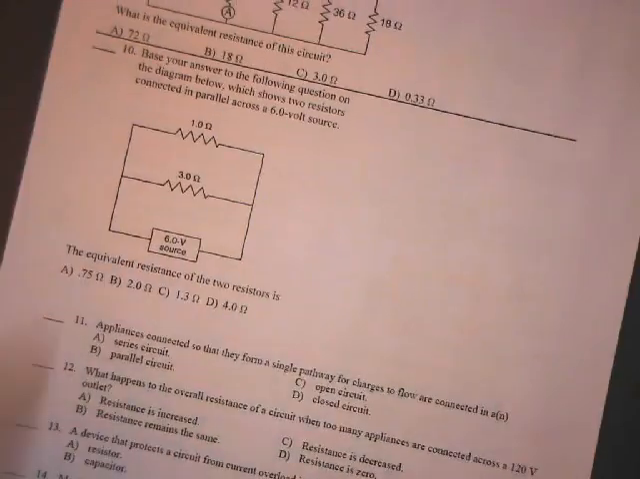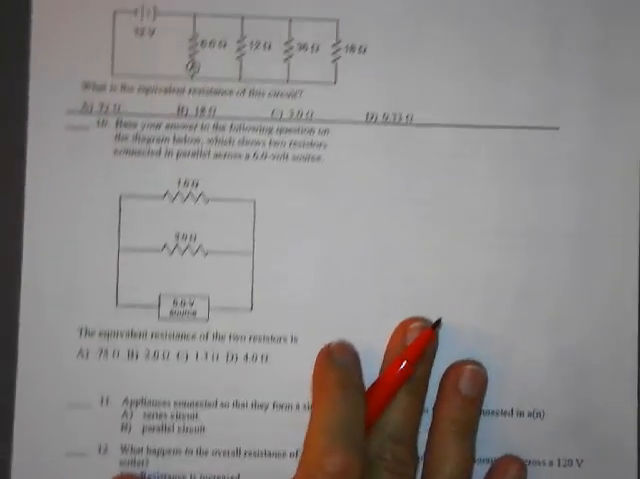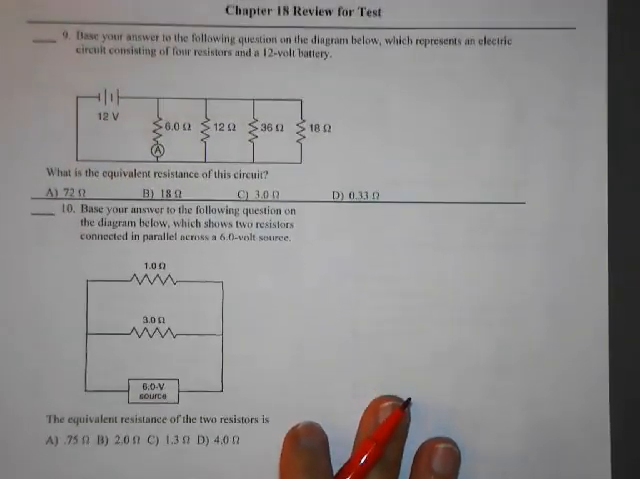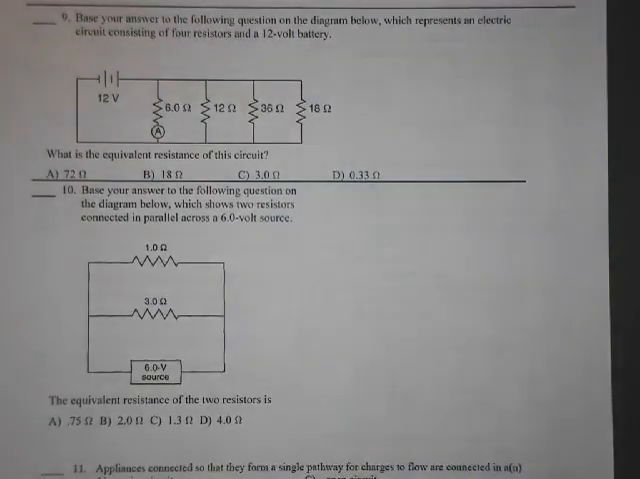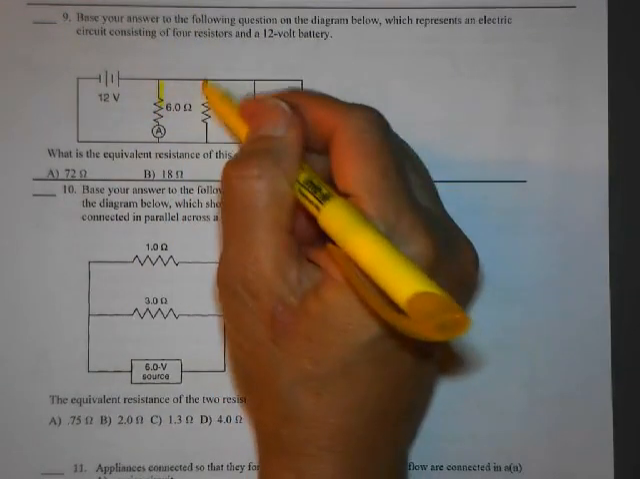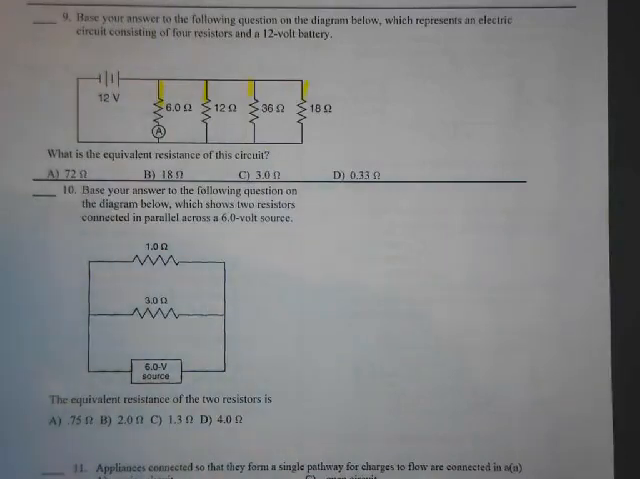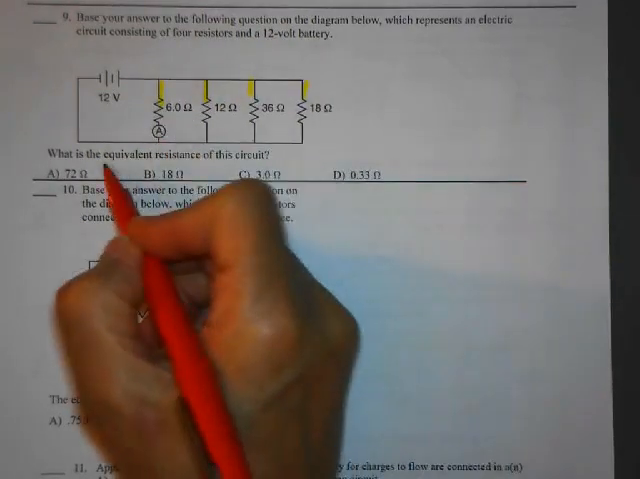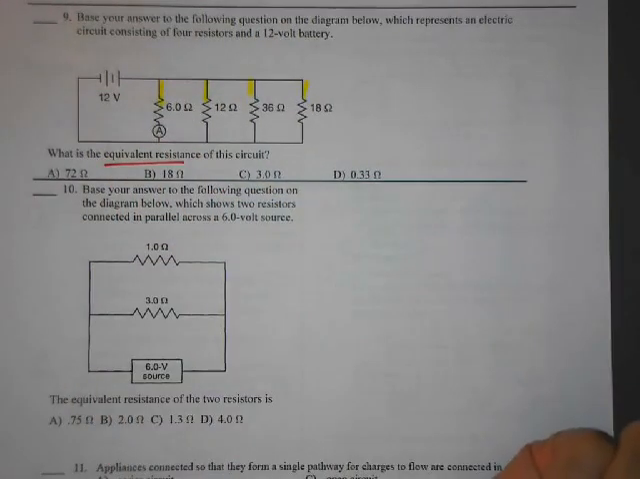Number 9. I think there's space on this one. We don't need the paper. So again, the first thing I'm going to do is look at it and say, oh, this is parallel. I can just see, because here the current is splitting. There's more than one path. So because this is a parallel circuit, we want to find the equivalent resistance, I'm going to call RT.